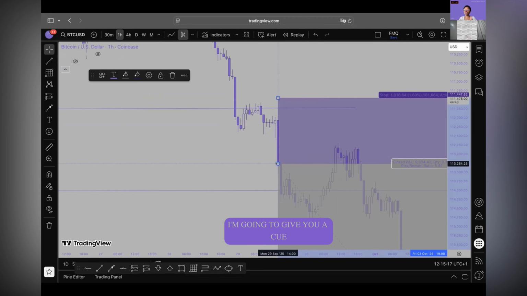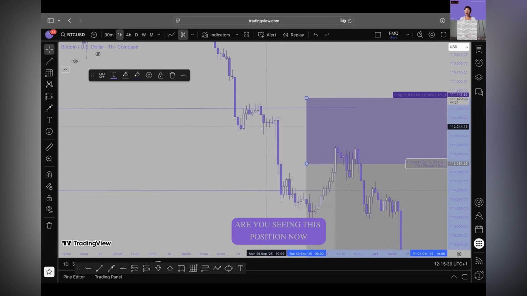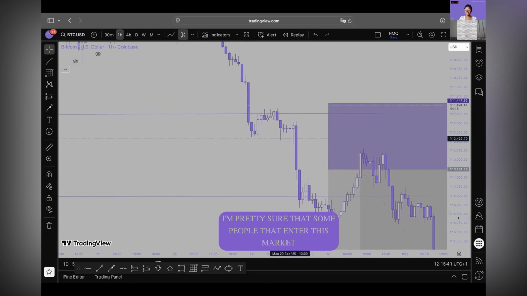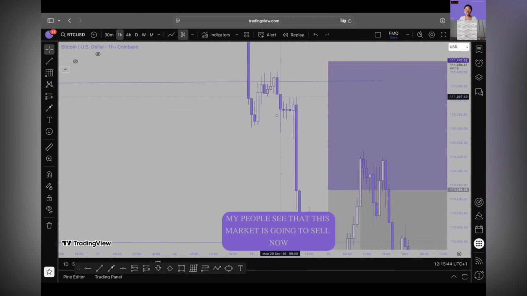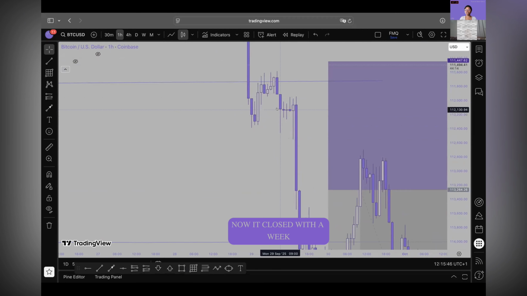I'm going to give you a cue, which was one of the lessons I learned the hard way. You always want to wait for candles to close. Sometimes a candle can be coming bullish, or coming with a very engulfing force, either bullish or bearish. You will say, okay, yes, I'm confident this market is about to sell. You enter. When that candle closes, it will close with a wick. Are you seeing this position now? I'm pretty sure some people that entered this market might have seen that it was going to sell. Now it closed with a wick.